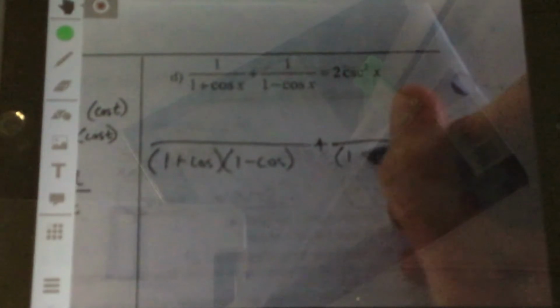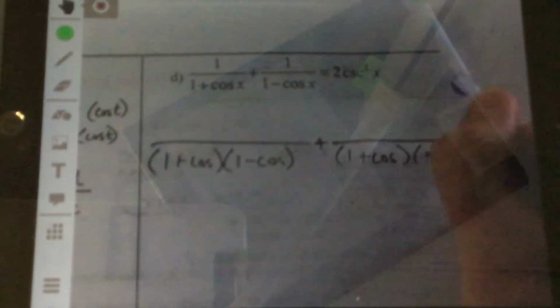So to get these to have the same denominator, there's no simple denominator you can use with these two. You're just going to need to multiply them together. So the denominator of both is going to be 1 plus cosine times 1 minus cosine. So this is going to be pretty complicated the first couple steps, but it will simplify quite a bit.